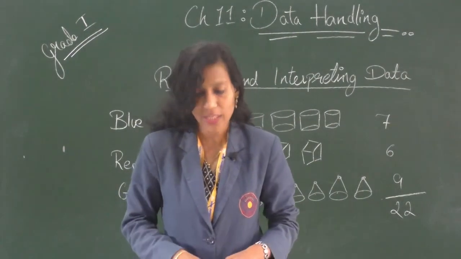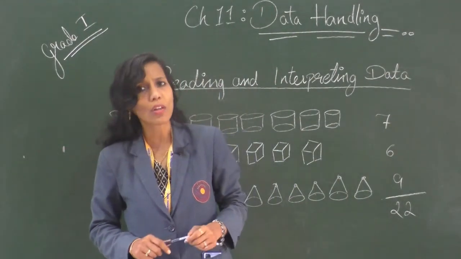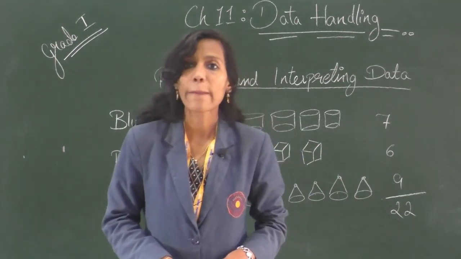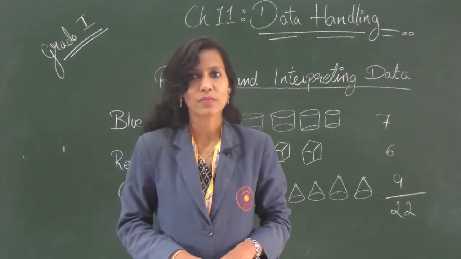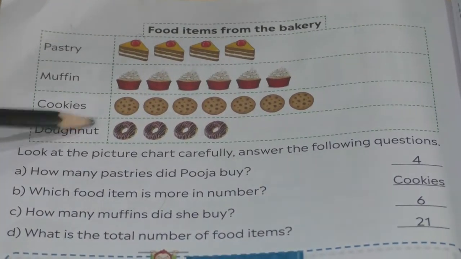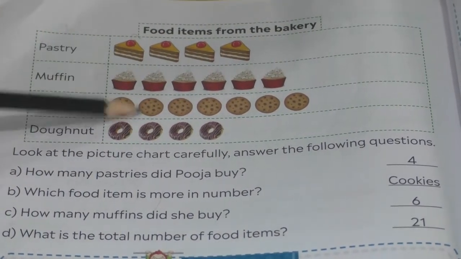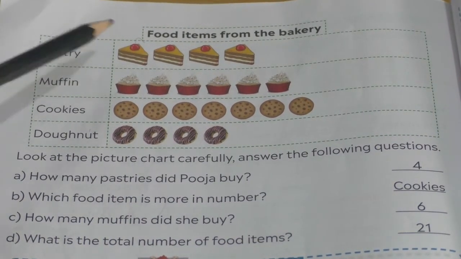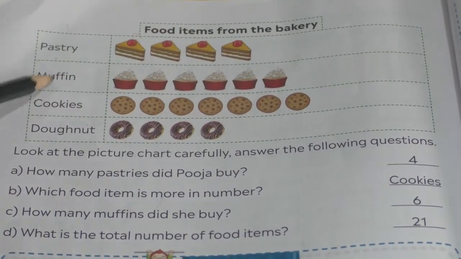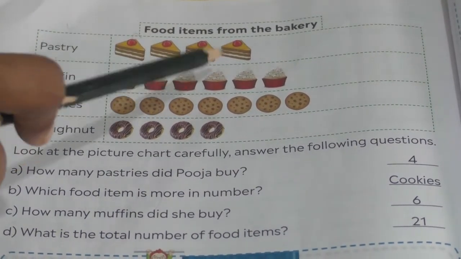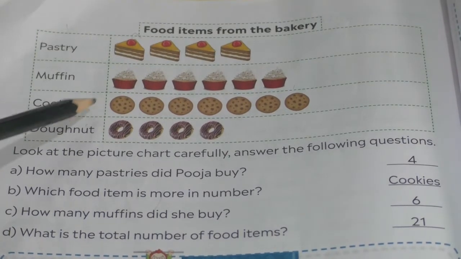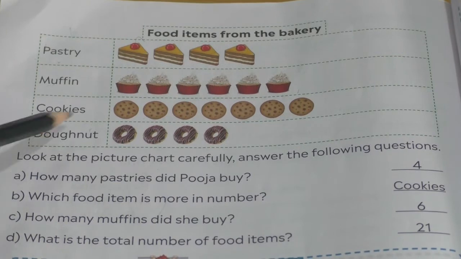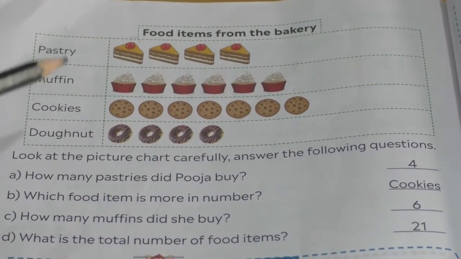that is given in your textbook. I want all of you to open page number 142. Here you can see a few bakery items which Reena has bought from the bakery. First one, pastries: 1, 2, 3, 4, 4 pastries. Muffins: 1, 2, 3, 4, 5, 6 muffins. Cookies: 1, 2, 3, 4, 5, 6, 7 cookies. Donuts: 1, 2, 3, 4, 4 donuts.